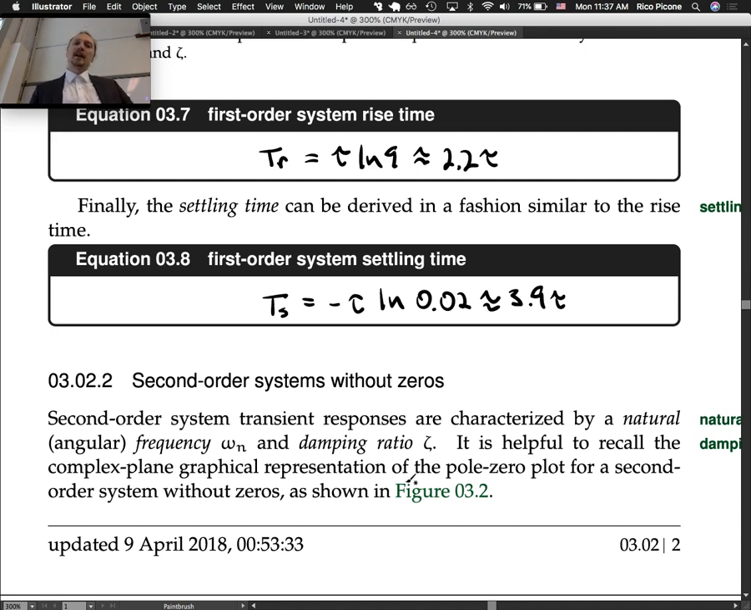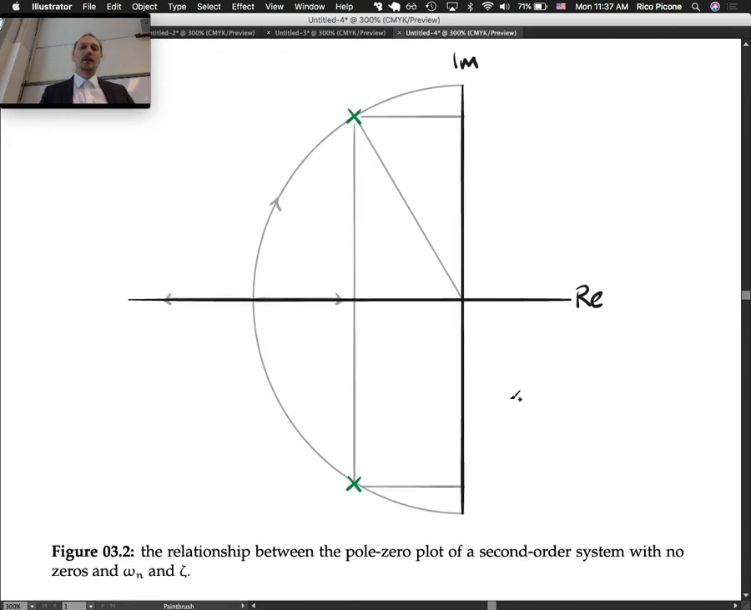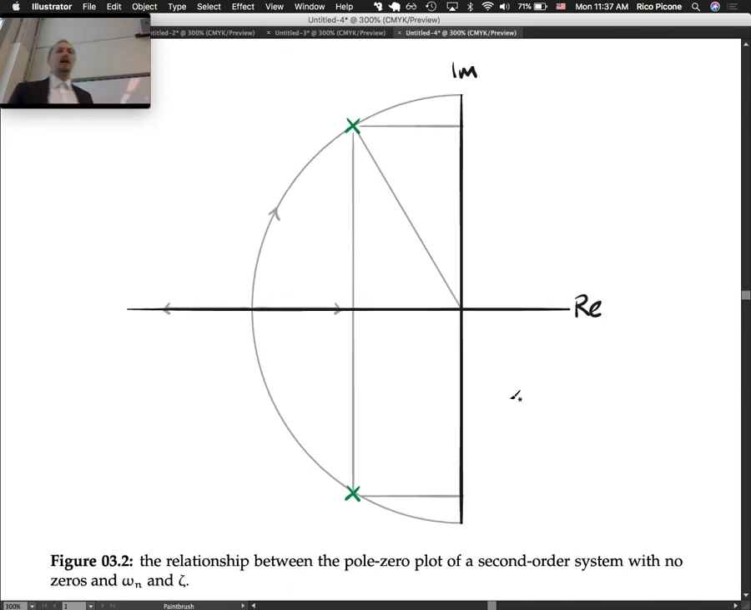Second order system transient responses are characterized by a natural angular frequency, omega n, and damping ratio, zeta. It is helpful to recall the complex plane graphical representation of the pole zero plot for a second order system without zeros, as shown in 3.2. So remember, you have your poles in the S plane, the complex plane, right?